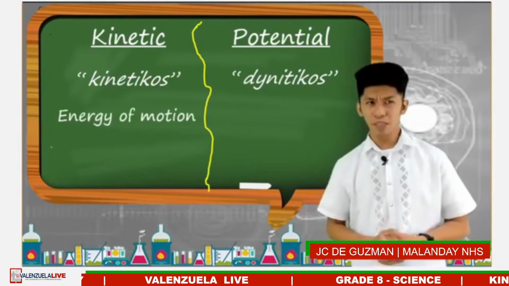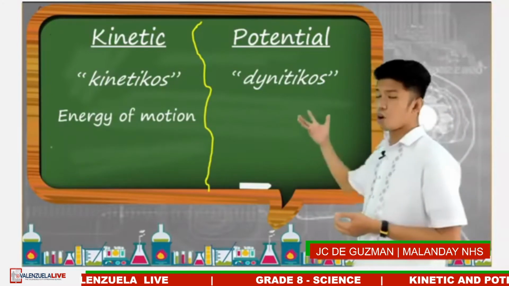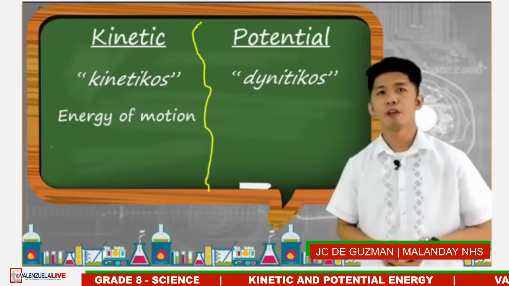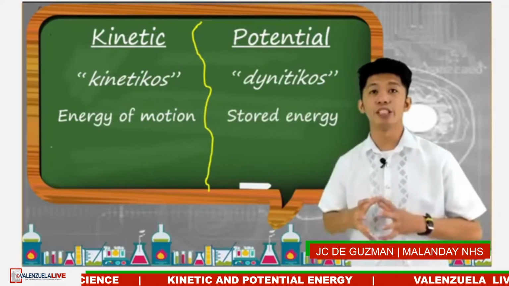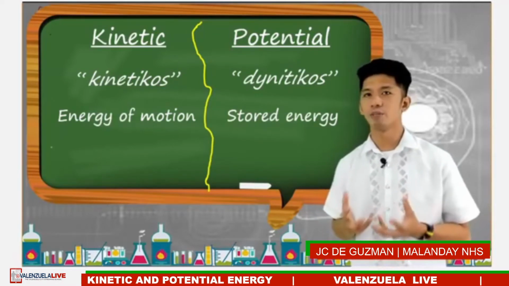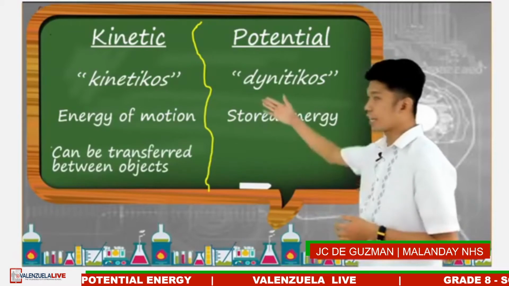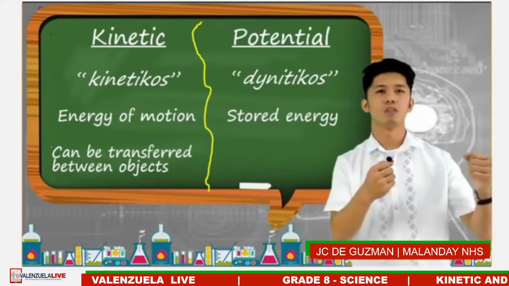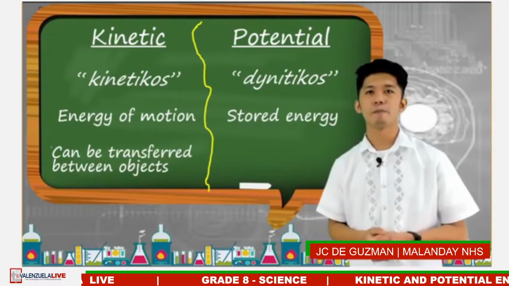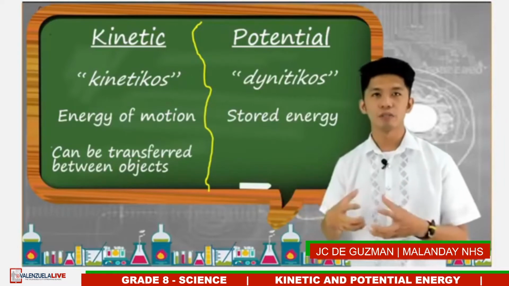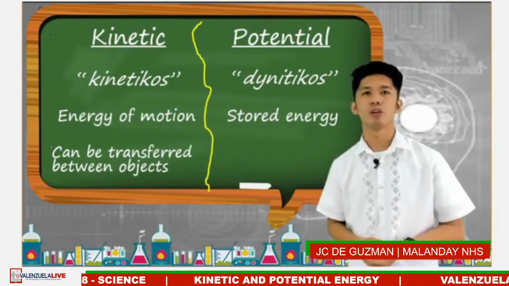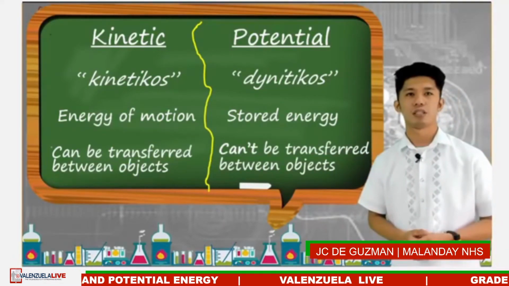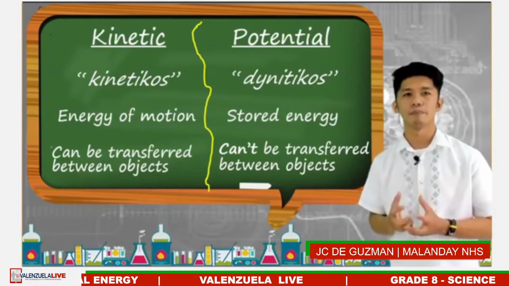Next, kinetic energy is a term for energy of motion, moving energy. While potential energy is stored energy, stored within an object. Also, kinetic energy can be transferred between objects, by means of collision, like when you play billiards, or when you see cars hitting each other. While potential energy can't be transferred between objects. It is stored within them.